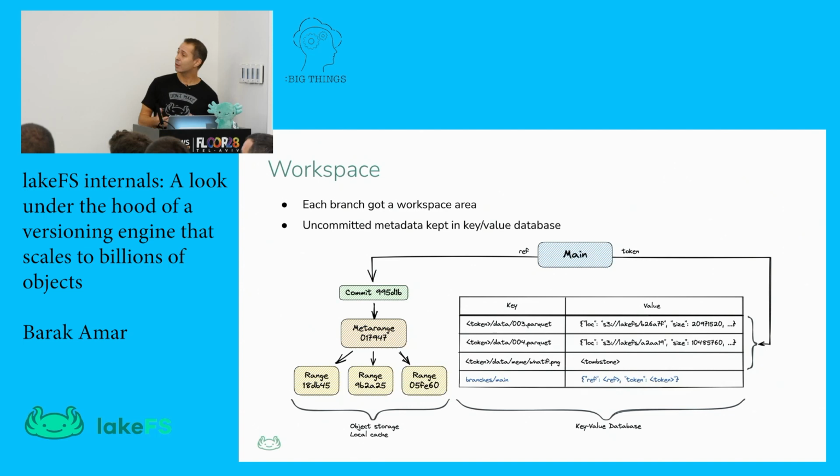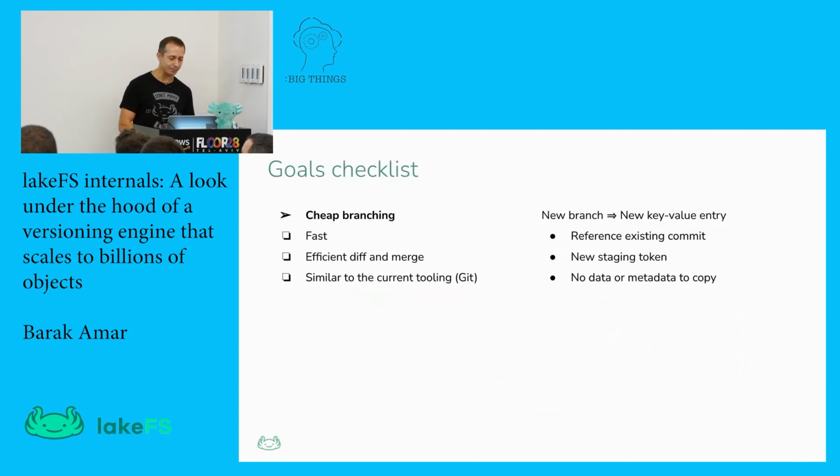So from this diagram, you can see that having a new branch is simply an entry in your key value database. I just need to specify that I have a new branch which references an existing commit, and it gets a new token for the future changes, and you can continue to work. This is why lakeFS is very fast in creating branches.